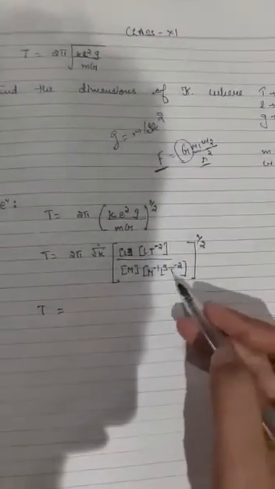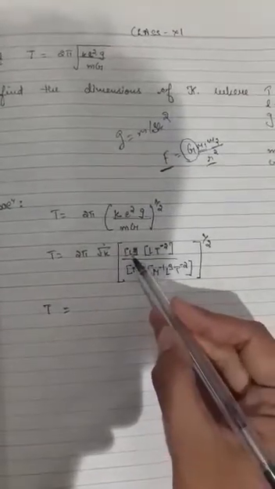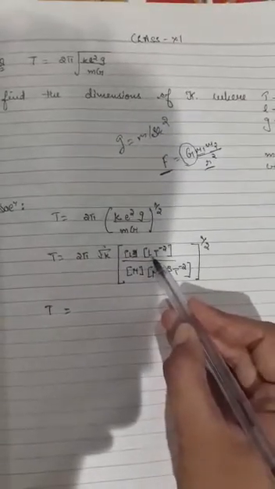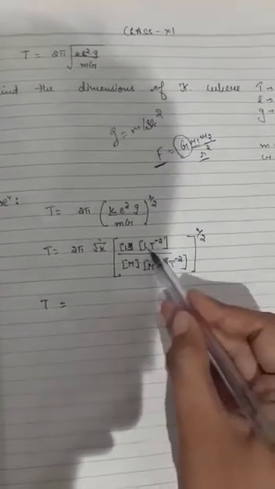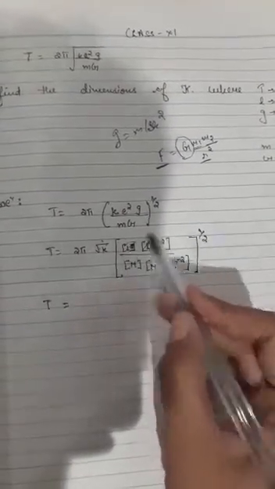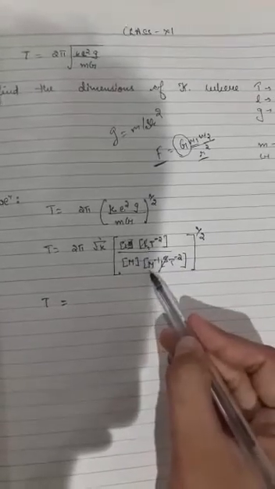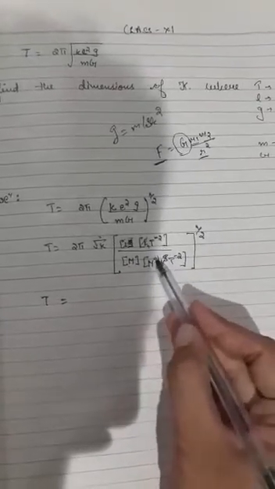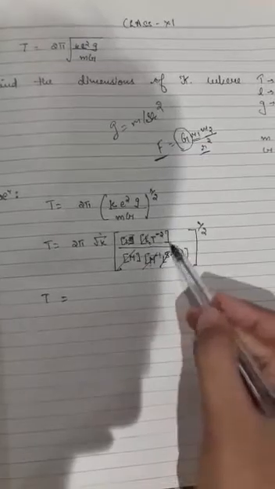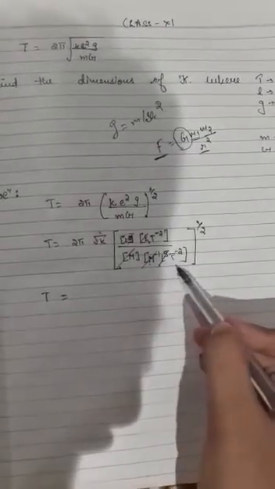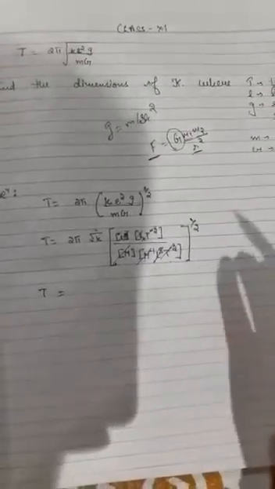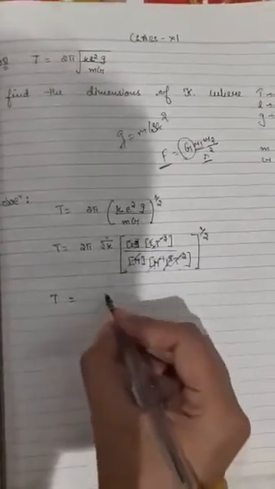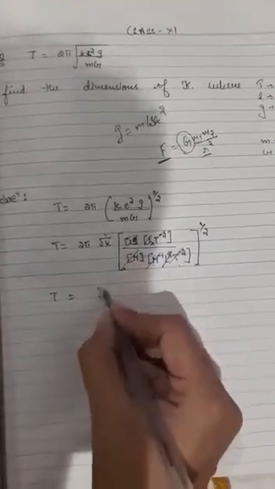You can see that here I have L square into L, which will become L cube, and in the denominator I also have L cube. So this will get cancelled out. Afterwards this is M inverse and this is M, so this will also get cancelled out. Then T minus 2 and T minus 2 can also be cancelled out. This means nothing is left inside the bracket. What I have is only root k.